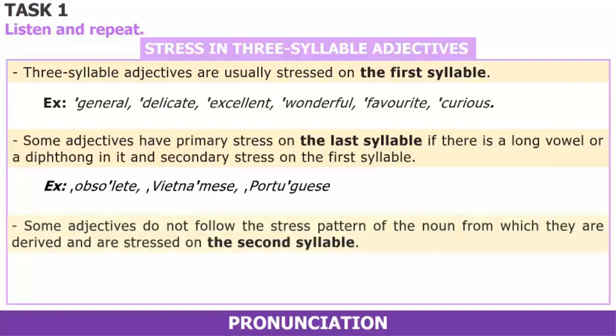Finally, some adjectives don't repeat the stress of the noun from which they are derived and are stressed on the second syllable. Can you give some examples to illustrate? For example, the words symbol, symbolic, and instinct, instinctive.